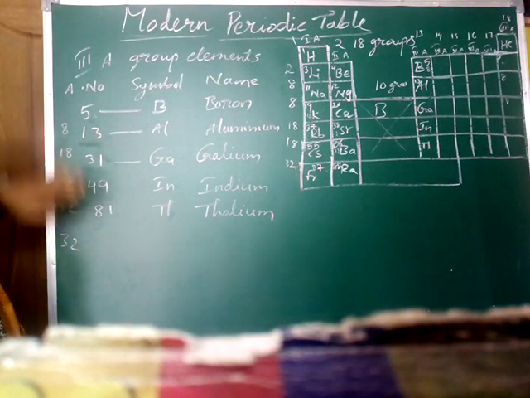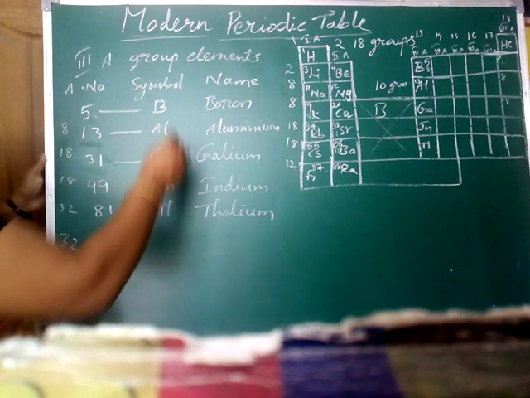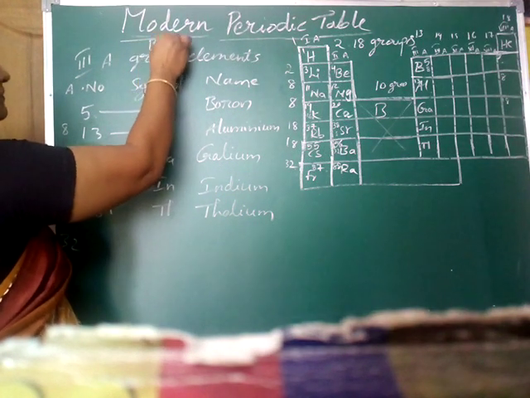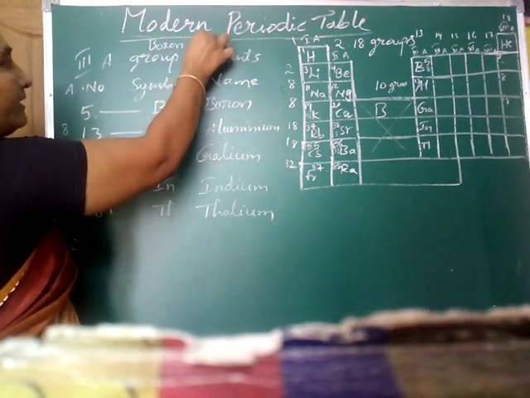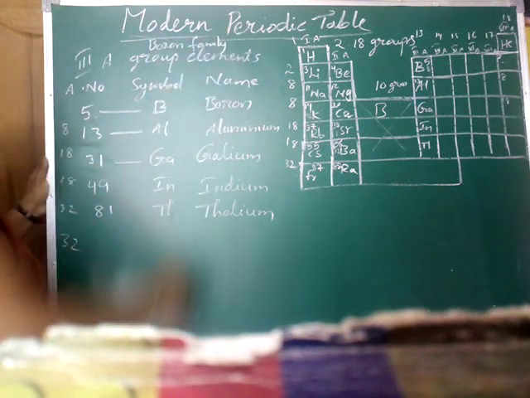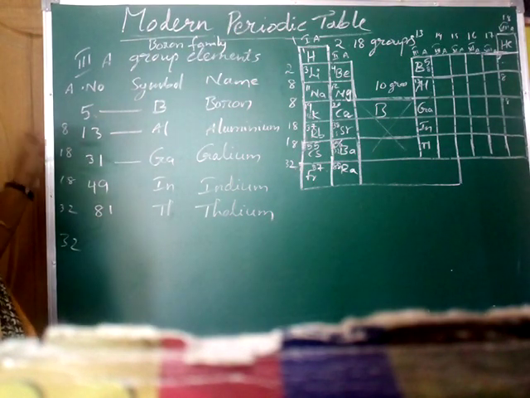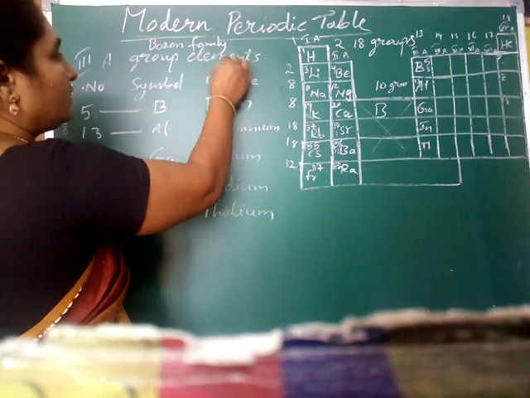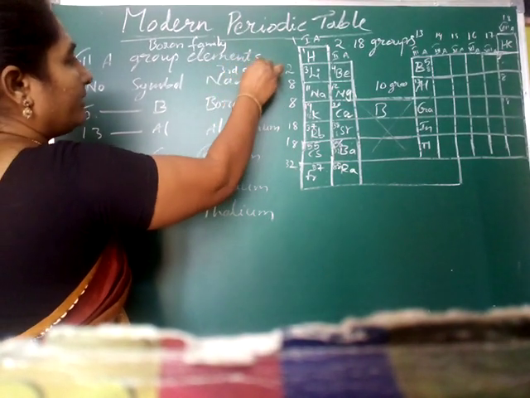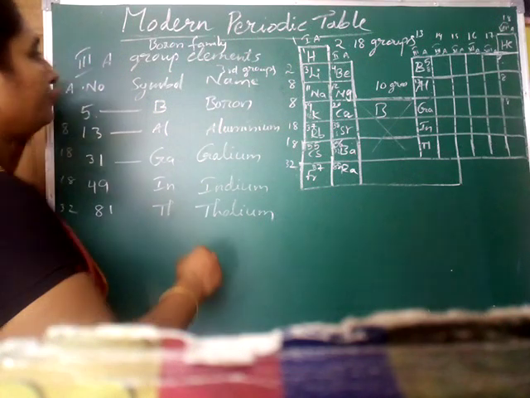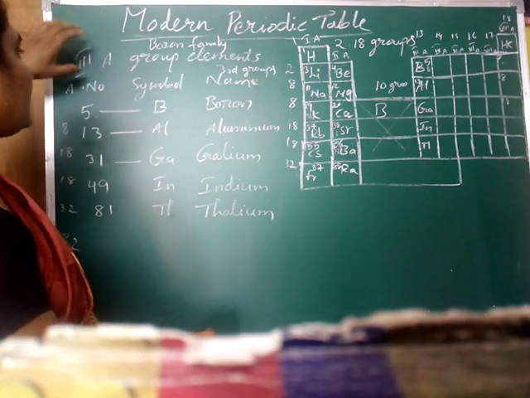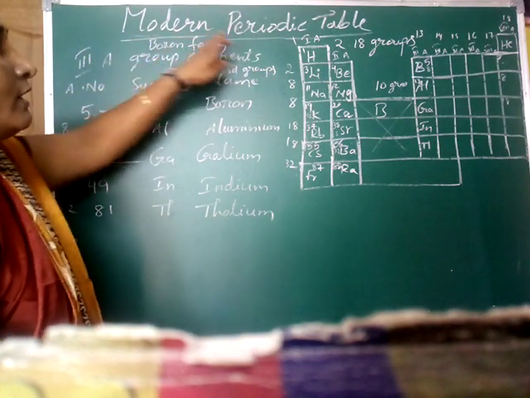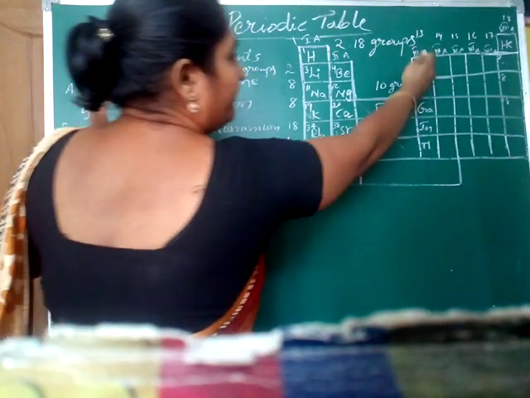These are the third A group elements. Another name is boron family. Boron family is the other name of this. Okay, do you understand? Third A group elements and third group elements also. This is also called third group elements. See, three names are there: third group elements, third A group elements, and boron family. Three names are there for this one.